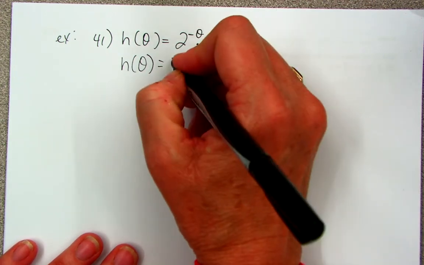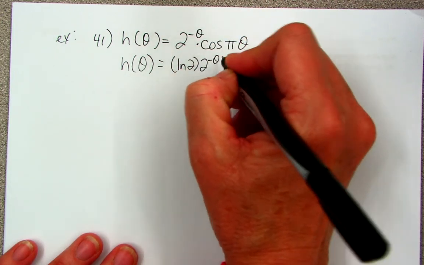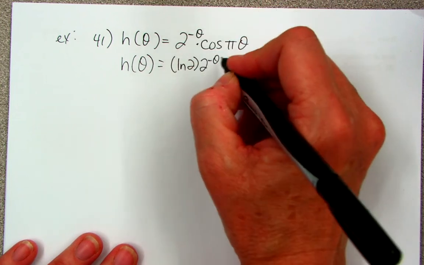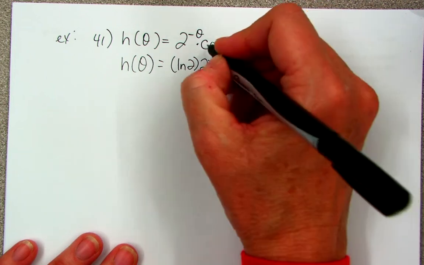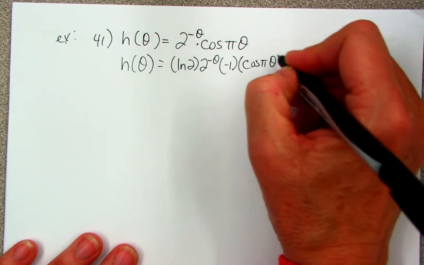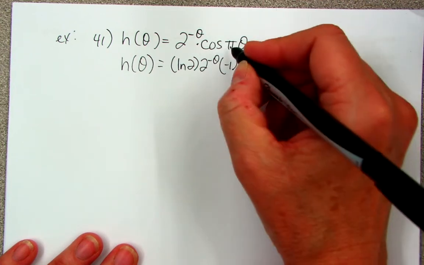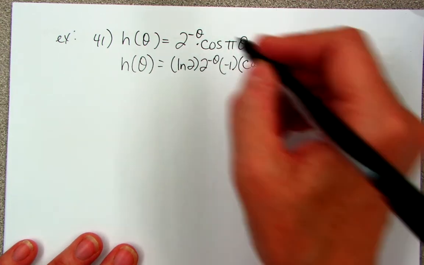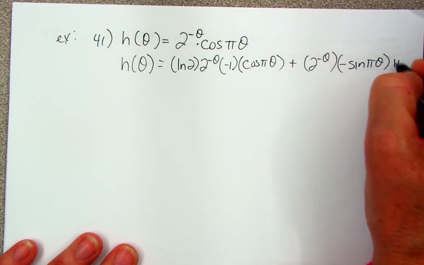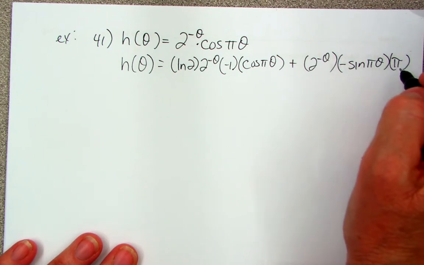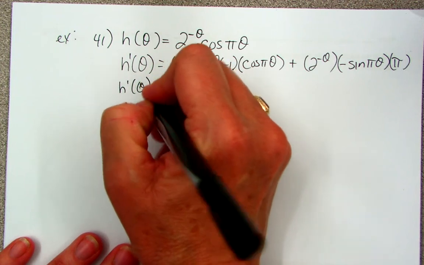That would be the natural log of the base times all of this. And I have to do chain rule because this is not just the variable. The derivative of negative theta is just negative 1, times the second function, just the way it stands, plus, leave the first one alone, times the derivative of cosine pi theta, which is going to be chain rule. That's negative sine pi theta times pi. The derivative of pi theta is just pi.